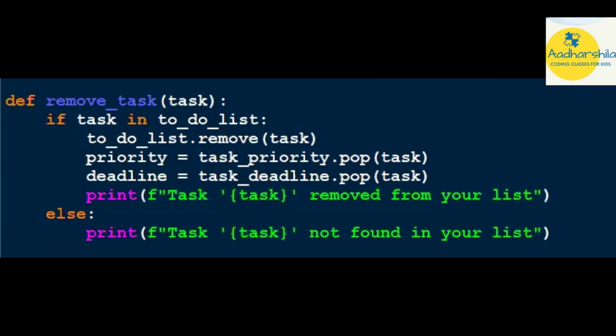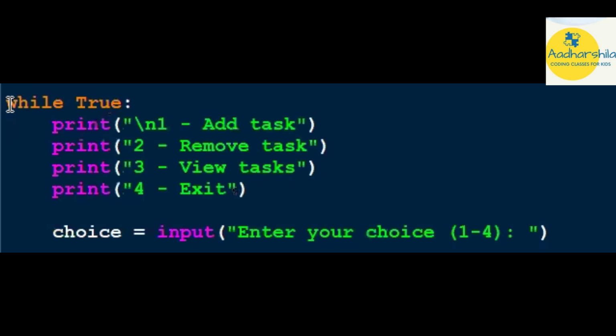Now let's create a loop to interact with the user that allows users to choose an action: add a task, remove the task, view task, or exit from the program. In this loop, we repeatedly show a menu with 4 options. Based on the user's choice, the corresponding block of the code is executed.